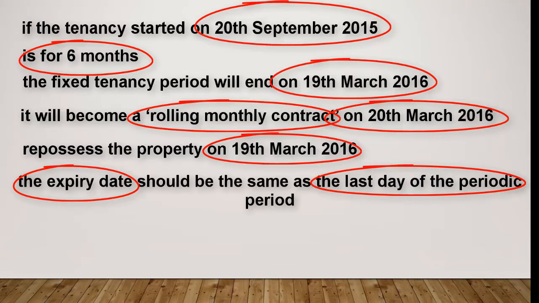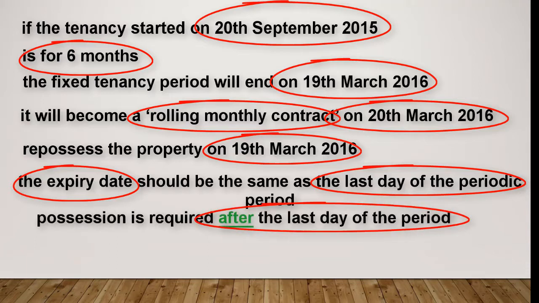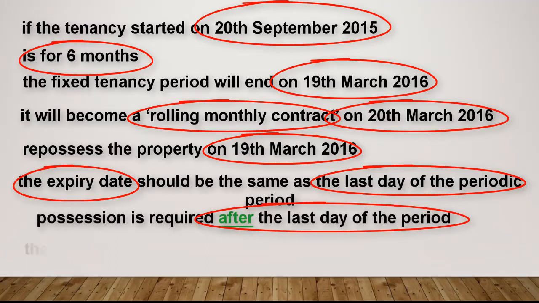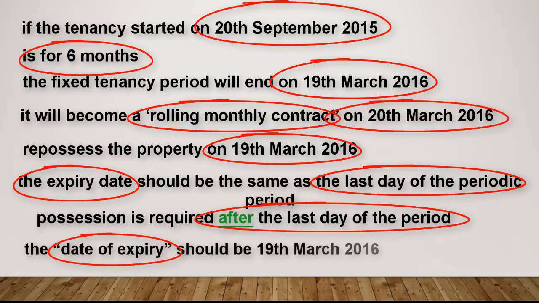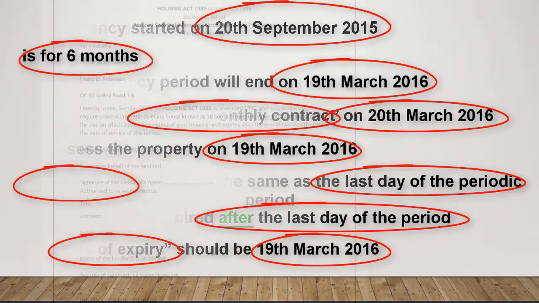The notice, in order to be valid, must make it clear to the tenant that possession is required after the last day of the period. So the date of expiry should be 19th of March 2016, and the tenant must receive the notice 2 months before then.